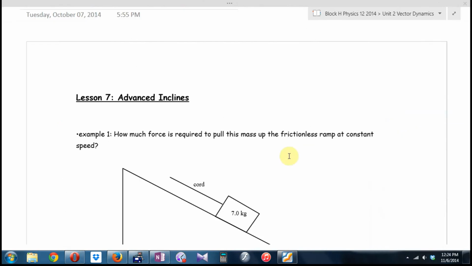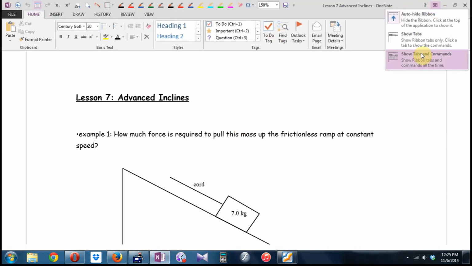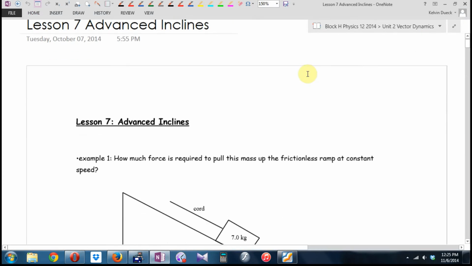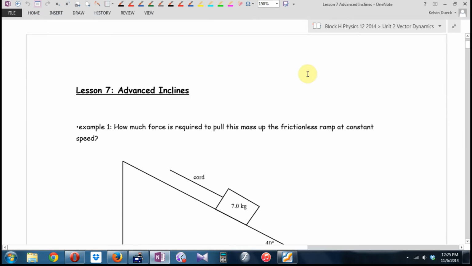Lesson 7. Nothing new. We're just going to look at some weird ones, and I'll try and tell you which ones I like along the way. Advanced inclines. Advanced inclines really is, hey, what if you got more than one mass? What if you got one mass hanging in midair and one on a ramp? What if you got masses attached with a rope on 2 different ramps with 2 different angles? We can deal with it all. We just have to be more careful and more meticulous.